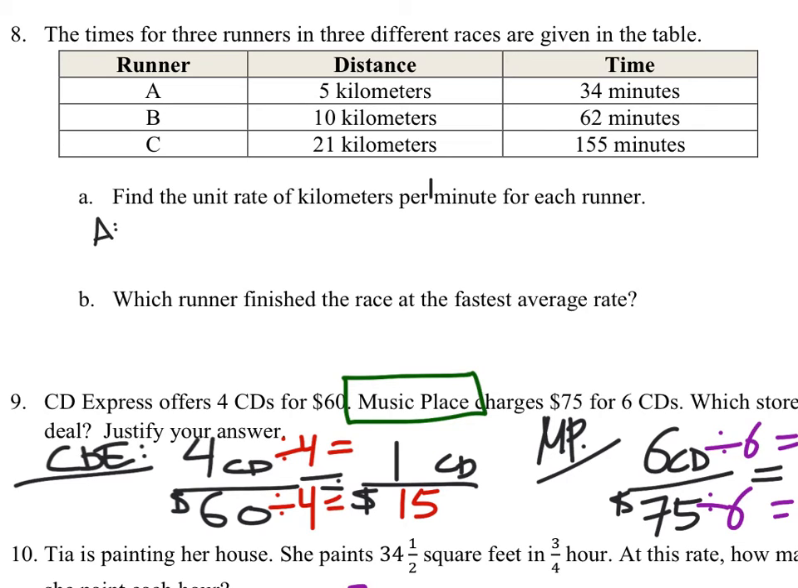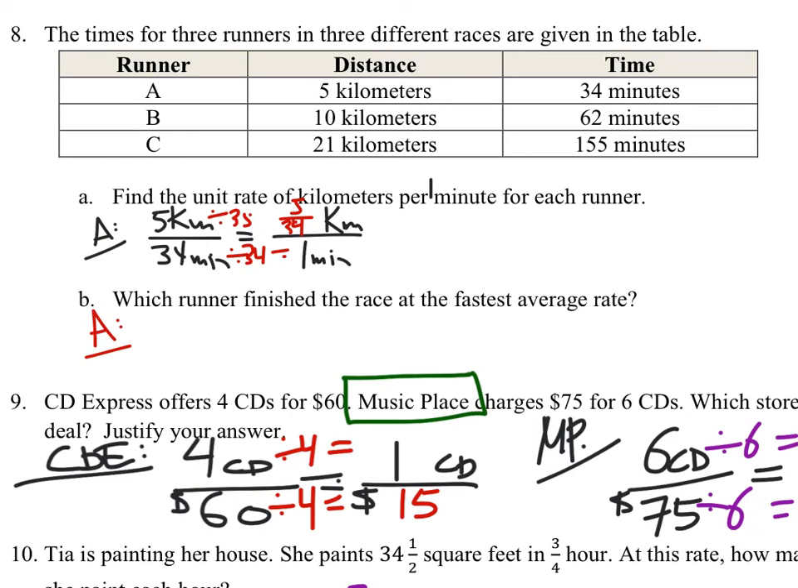Let's look at runner A first, who can run 5 kilometers in 34 minutes. So we'll compare this to 1 minute and figure out how many kilometers there are. So we'll divide that by 34 to get the 1 minute, and we'll divide 5 by 34 to get 5/34. Now we will be comparing these, who has the faster average rate. So we probably should write this as a decimal. So runner A is at about 0.147 kilometers every 1 minute.